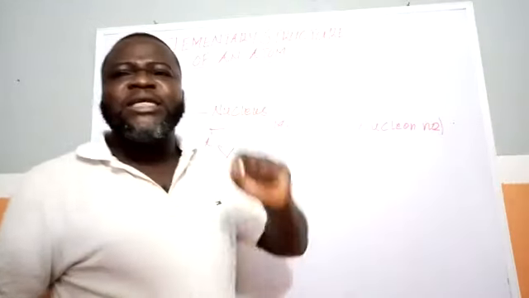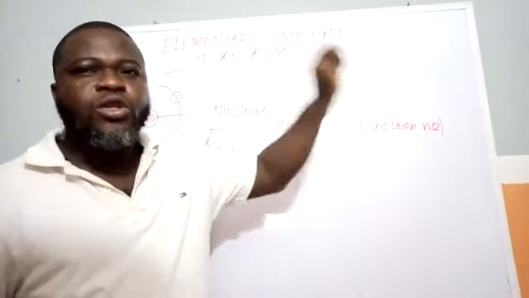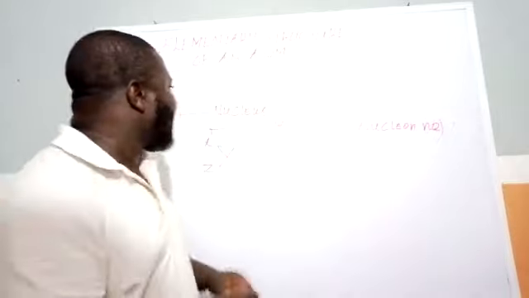Mass number is the number of protons and neutrons in the nucleus of an element. Full stop. It is also called nucleon number. You can see it is also called nucleon number. That is another name for mass number.